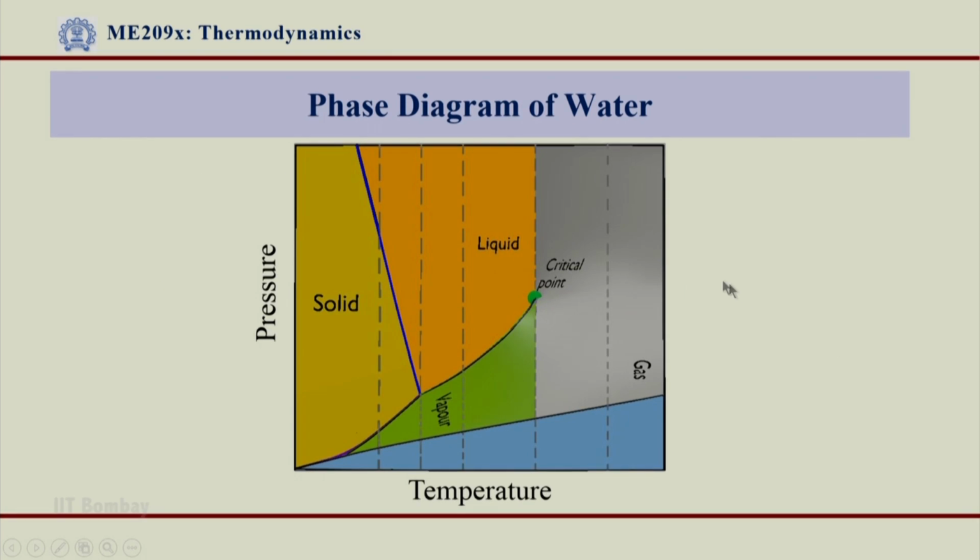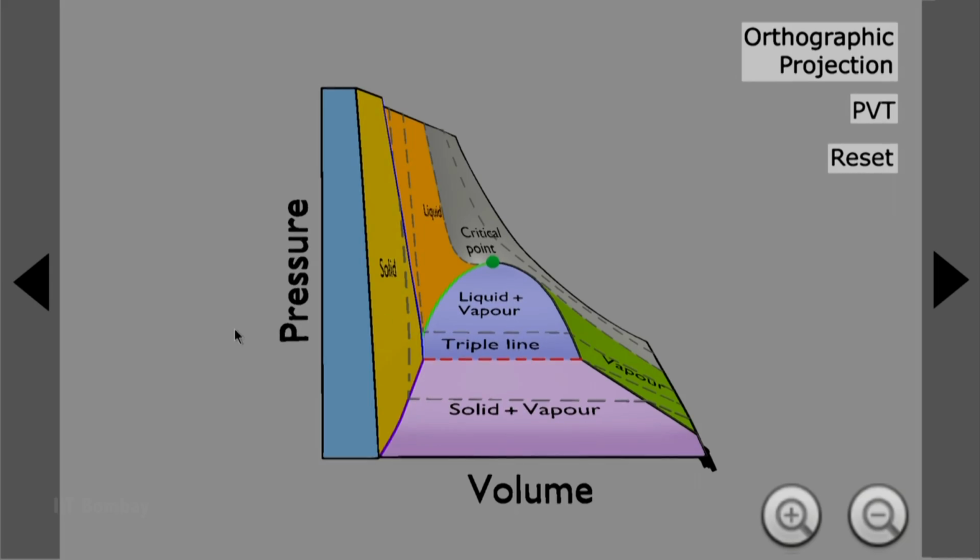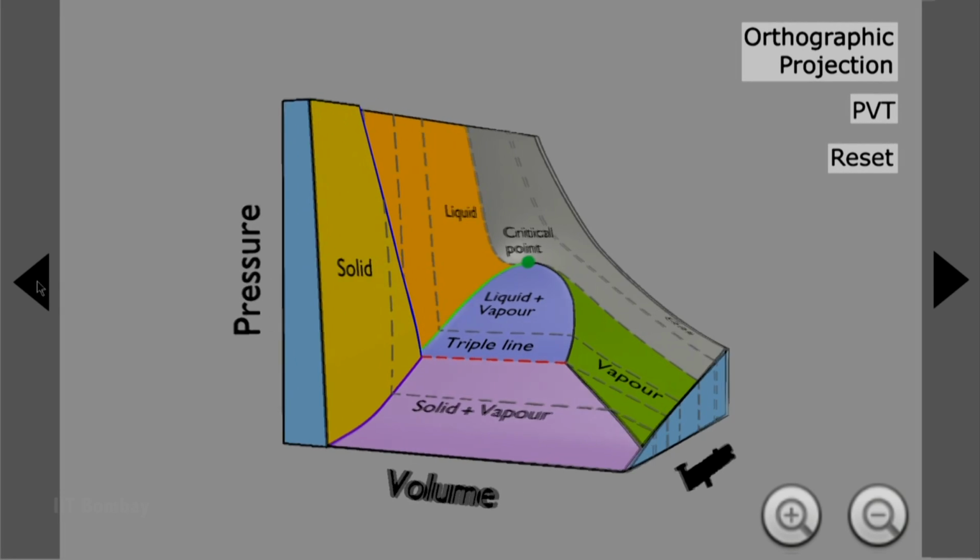Let us concentrate on the phase diagram of water, and what I show here is a phase diagram. Now I will show you this phase diagram in 3 dimensions, which will help us understand more about phase transformations, phase changes, single phases, etc. So this is an animation of a phase diagram in 3 dimensions. We can see here pressure and volume in this direction, and I can rotate this phase diagram like this.